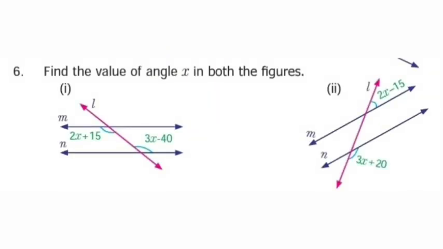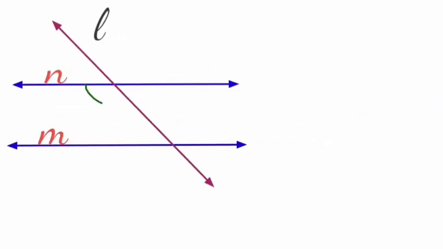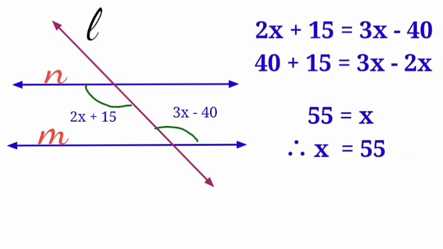Question number 6. Find the value of angle x in both the figures. Here L is a transversal and M and N are parallel lines. L cuts M and N at distinct points. Therefore, the alternate interior angles are equal.